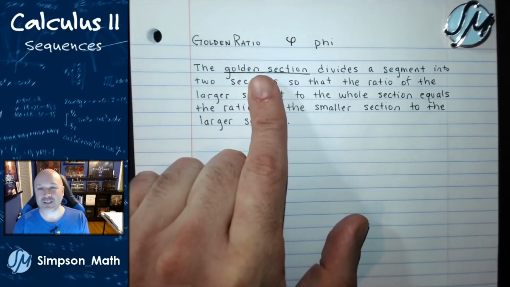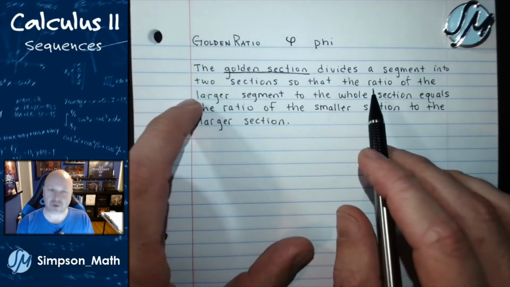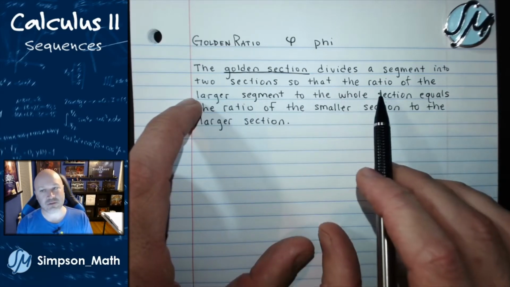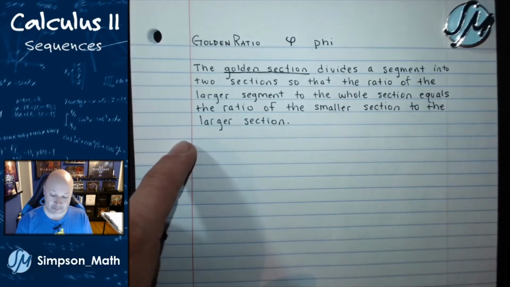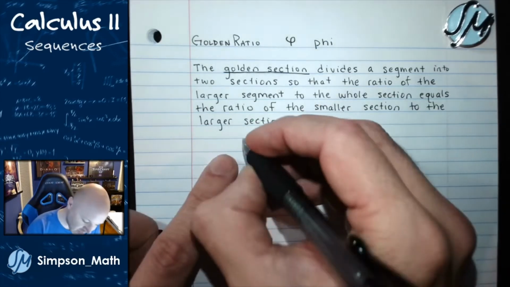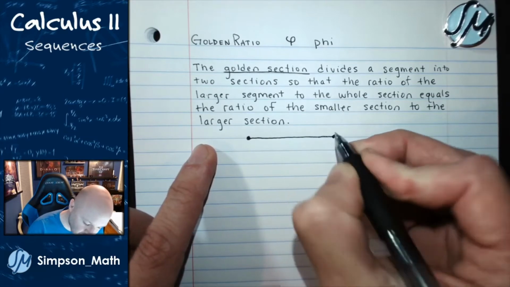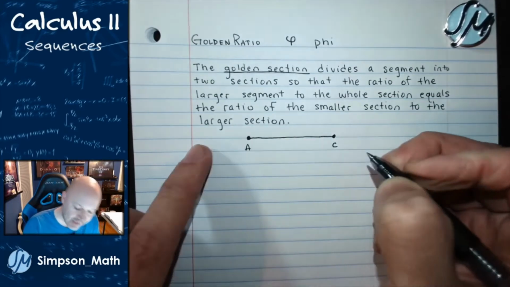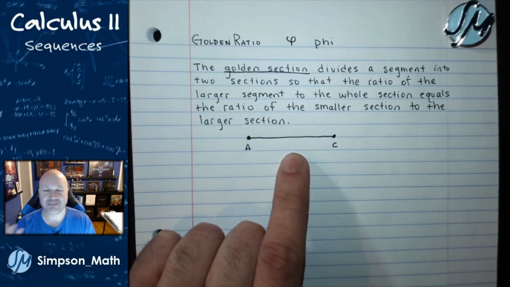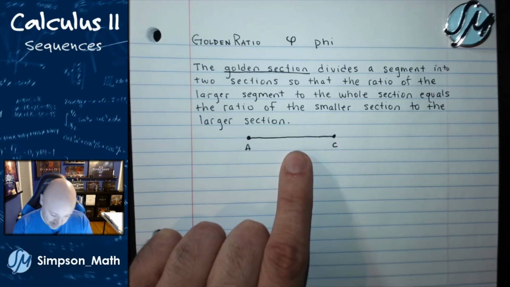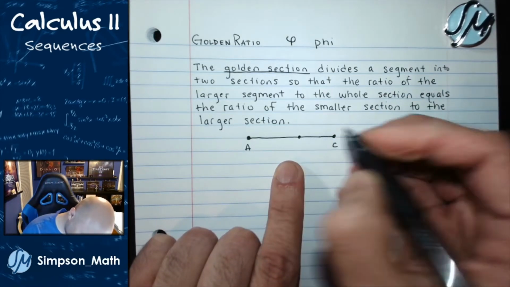All right, so the golden section divides a segment into 2 sections so that the ratio of the larger segment to the whole section equals the ratio of the smaller section to the larger. Okay, that's probably meaningless. A picture here is going to be worth 1,000 words. Let me go ahead and draw a line segment. I'm going to label that AC. And I'm going to put a B in here that makes this golden section, this divine relationship. And it's going to be about right there. Okay, this is beautiful. I know you see it too.